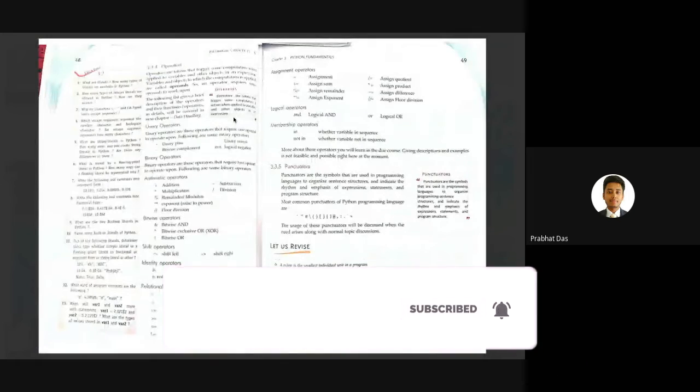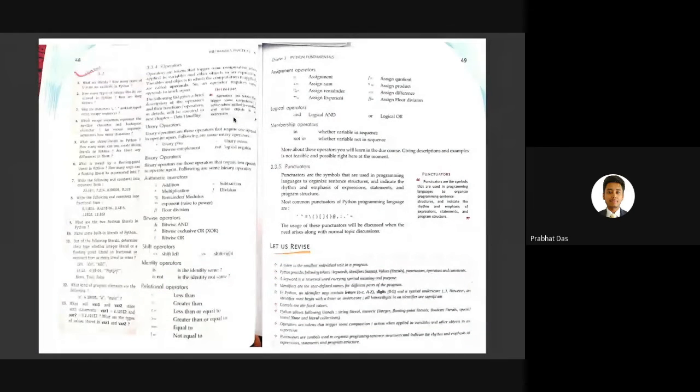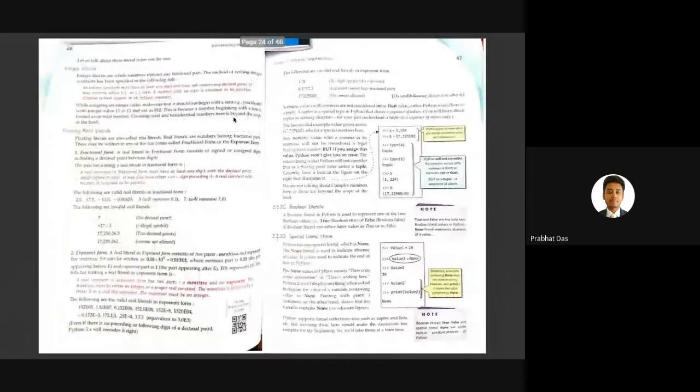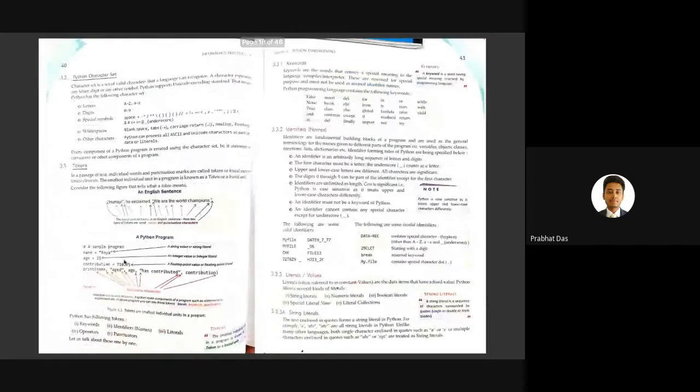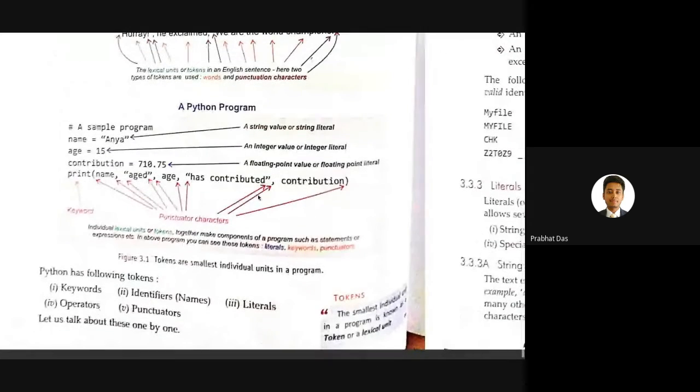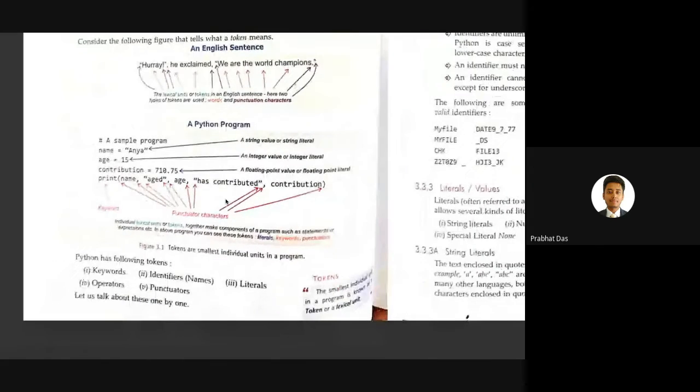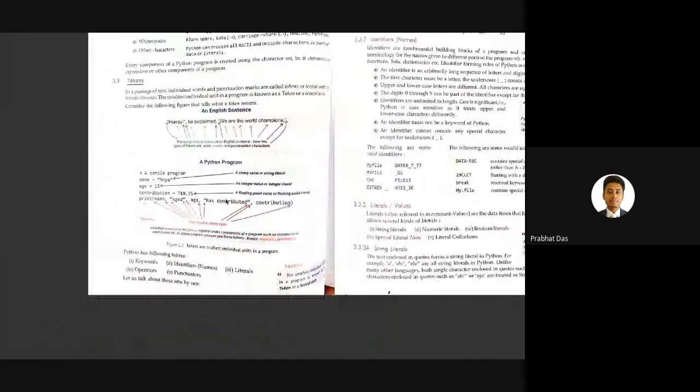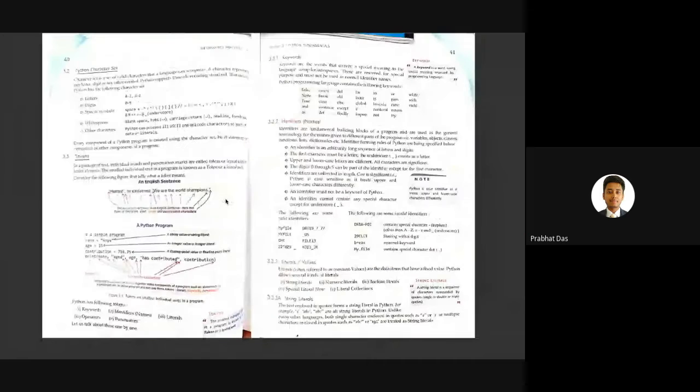So in the last class, we discussed the various kinds of tokens supported by Python, where we learned about keywords, identifiers, and literals. In today's class, we will be learning about the token operators. So what exactly are operators? We will be learning about that.